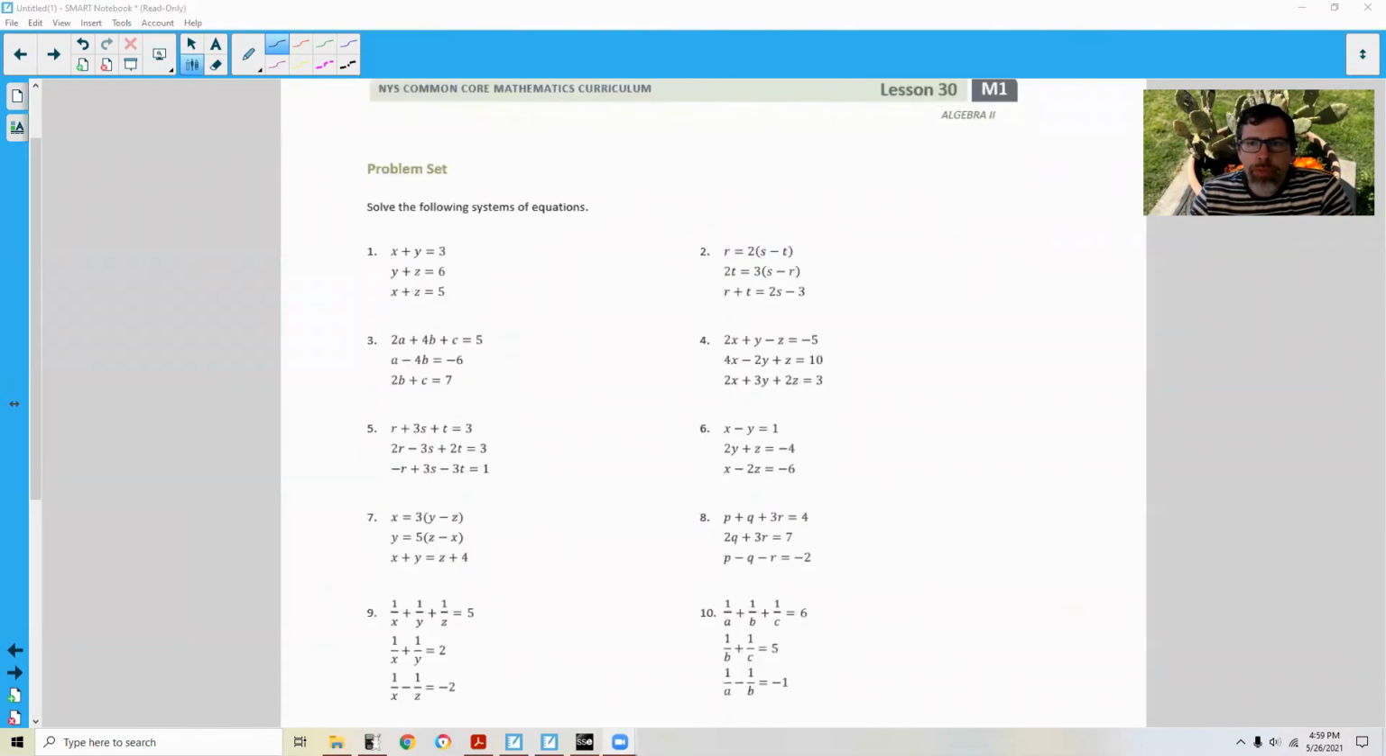Okay, page 5 brings us to the end of lesson 30. Go to your problem set.